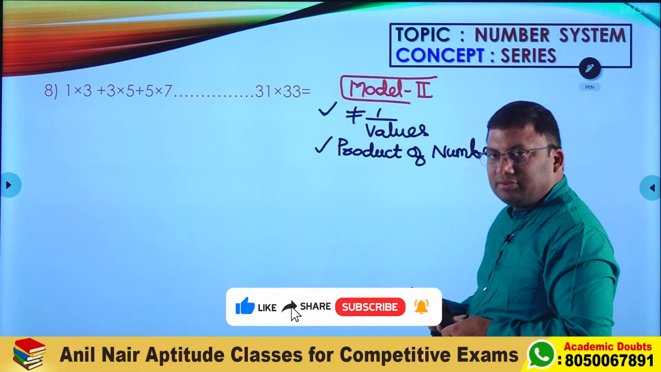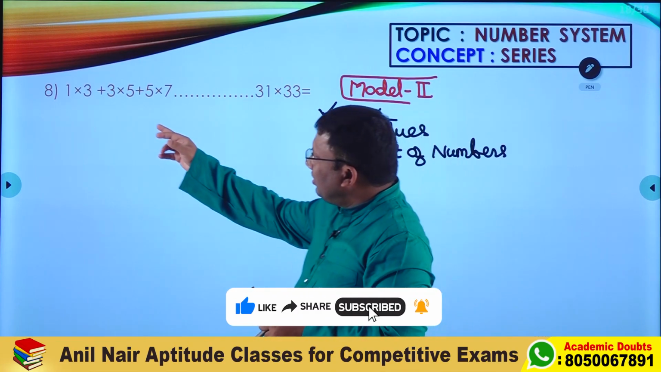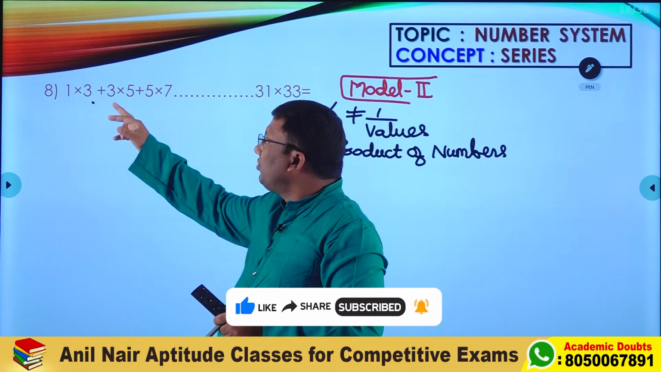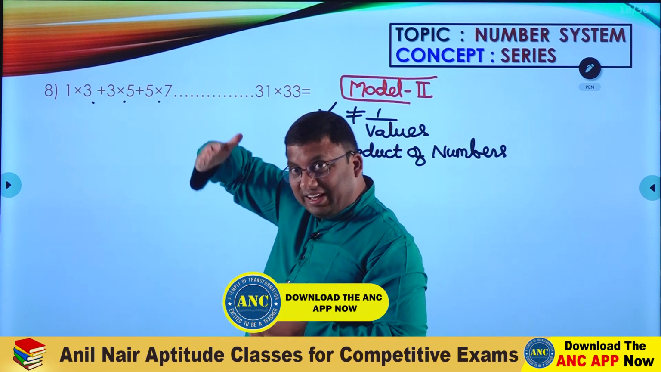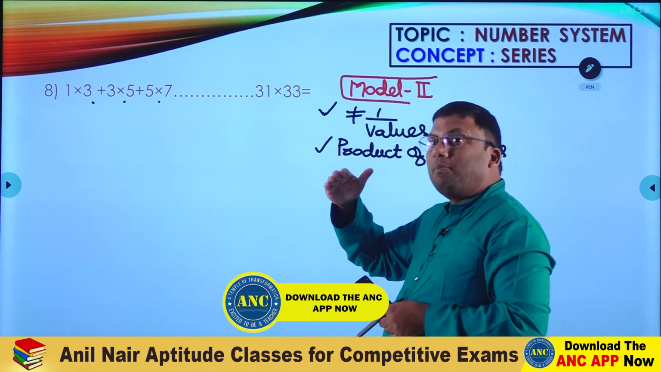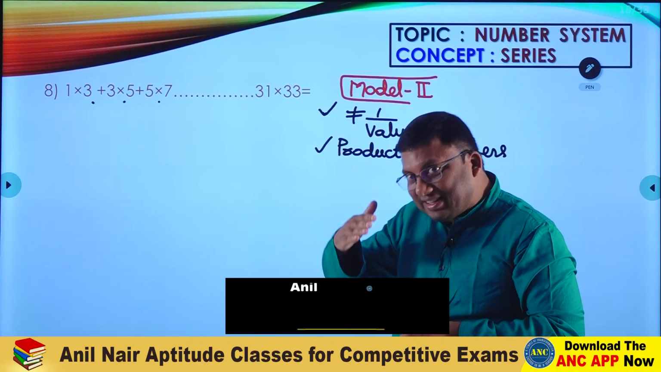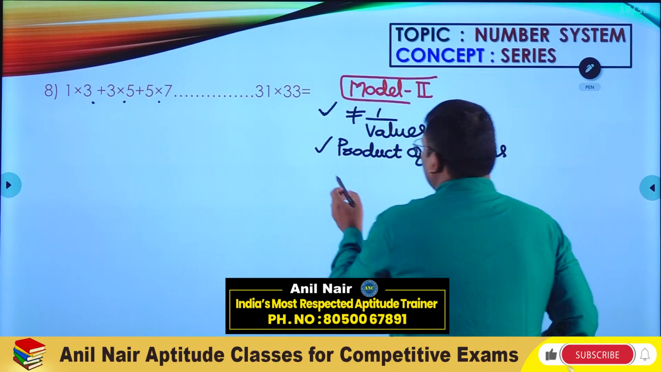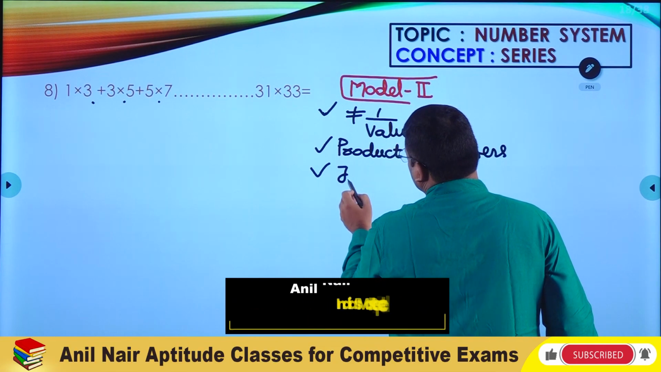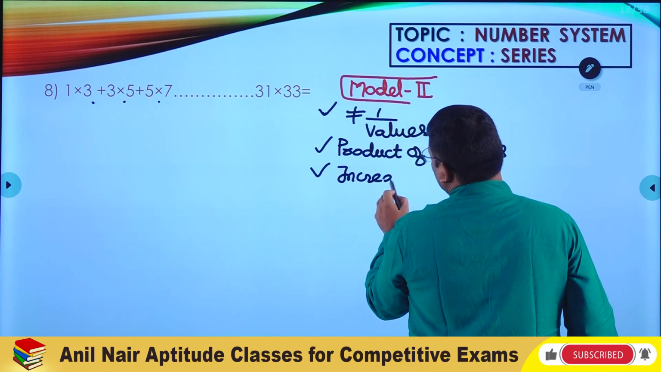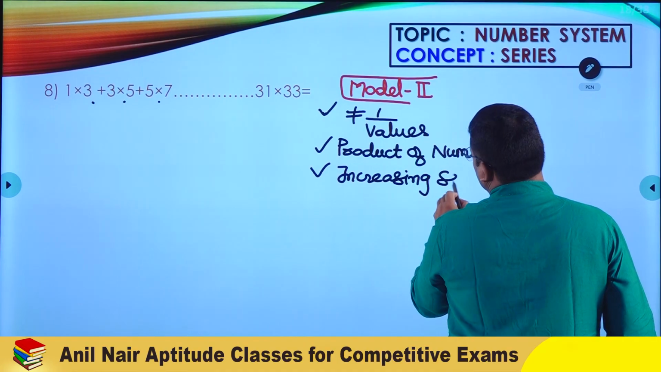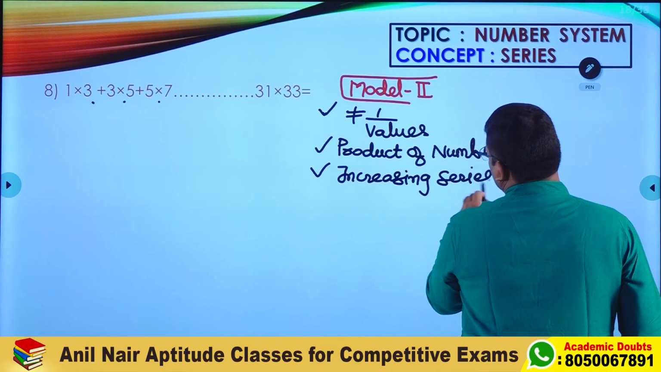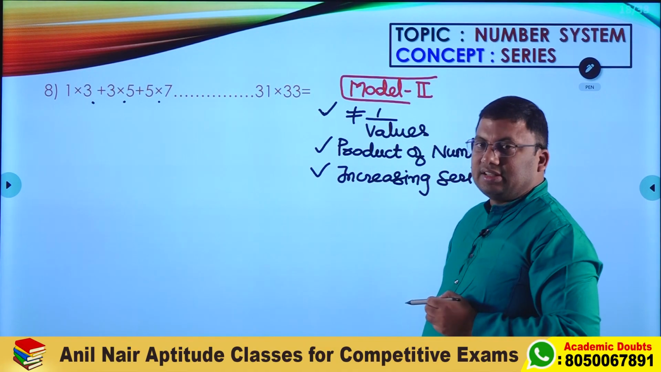Next one. See here. 1 into 3, 3. 3 into 5, 15. 5 into 7, 35. It is an increasing series. Model 1 is a decreasing series. Model 2 is an increasing series. Please write down: Model 2 is an increasing series.